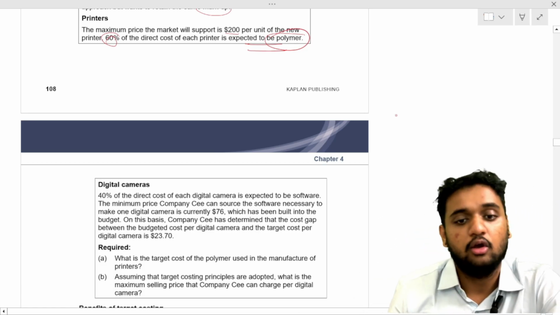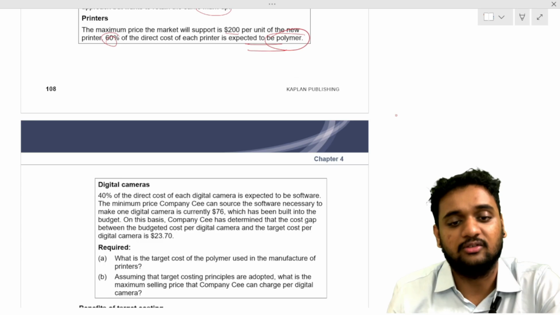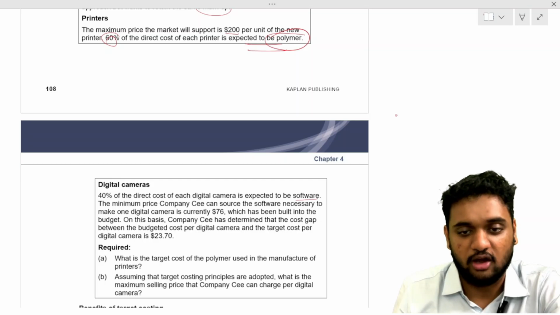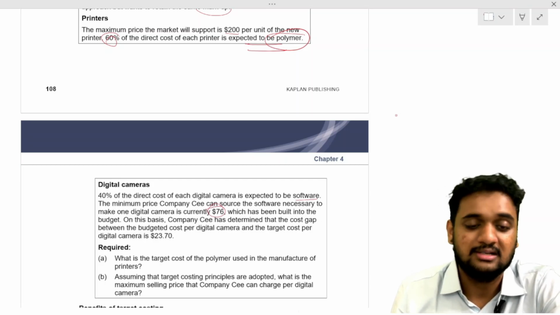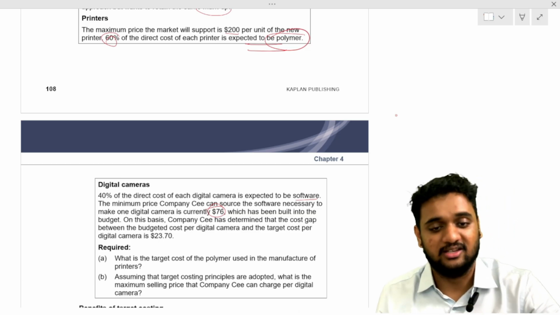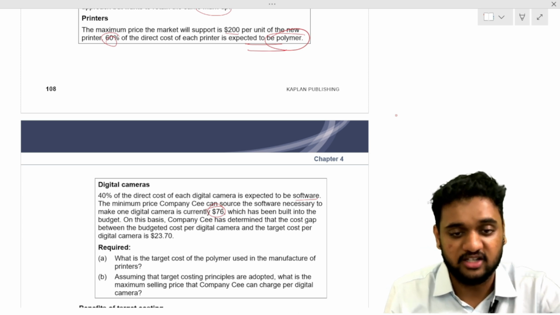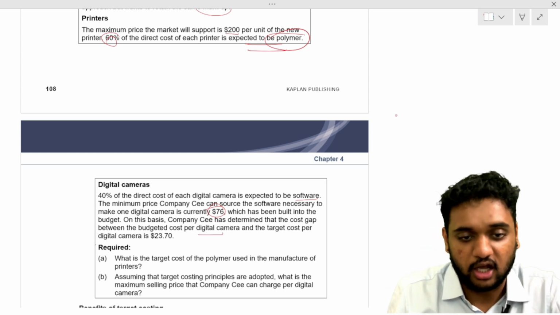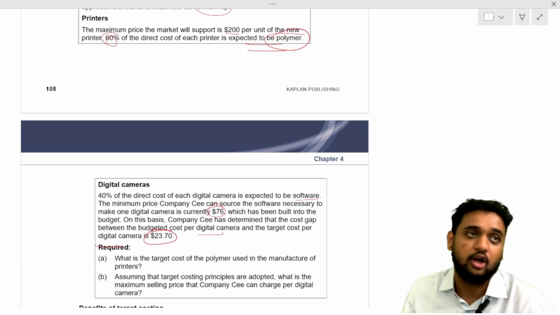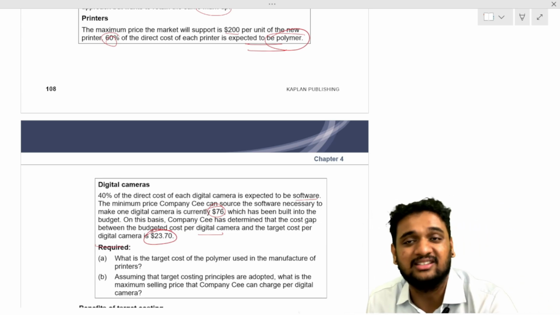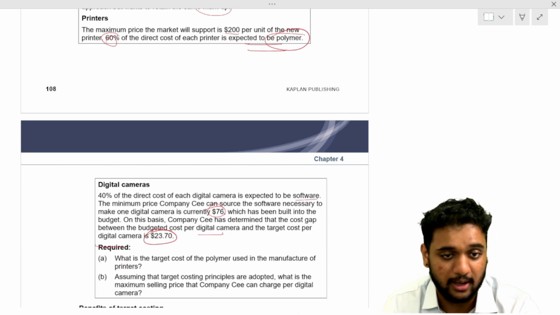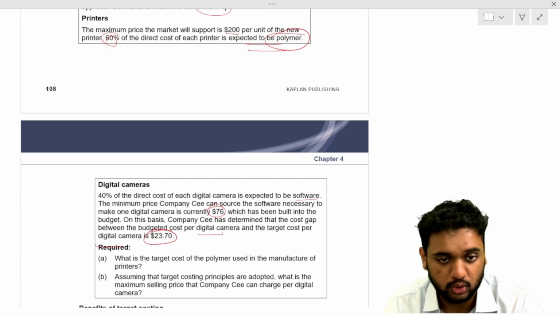Now, digital camera. 40% of the direct cost of digital camera is software. The minimum price that the company can source the software is 76 rupees, which has been built into the budget. On this basis, the company has determined that the cost gap between the budgeted cost per digital camera and target cost per digital camera is 23.7 rupees. How will you get the cost gap? Which is higher? Our cost is 23.7 rupees more than target cost. Understood? Yes or no? Okay.